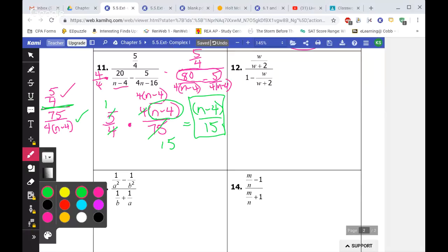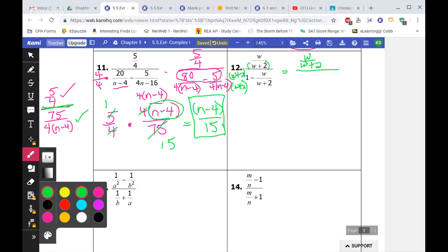All right, on number 12, the numerator is a single fraction. It's w over w plus 2. That's just a binomial term. However, the denominator is not. So we need to change it into a single fraction. So we can just bring over the numerator. And what do we need to do to this denominator to get it to be a single fraction? We've got to get a common denominator. So we've got to multiply the top and the bottom by w plus 2.